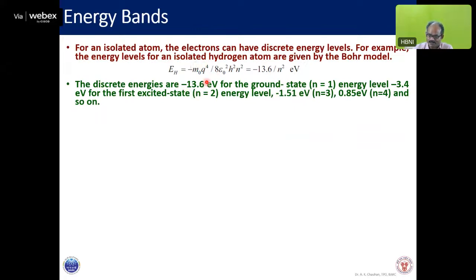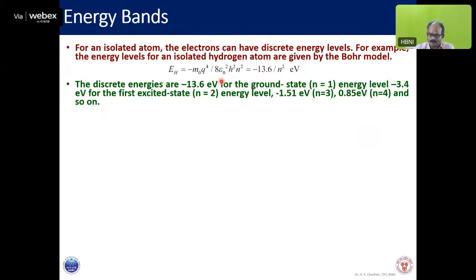What will be minus 13.6. Then if you put n equal to 2, you will have minus 3.4. And if you put n equal to 3, you will have minus 1.5. And similarly, the electron which is there in a hydrogen atom can have only this much energy. Suppose there is an electron, and if you try to give it an energy which is not exactly the same as one of these values, it will not accept.